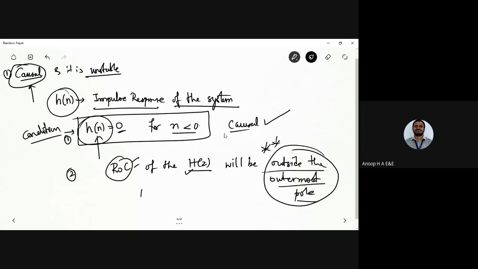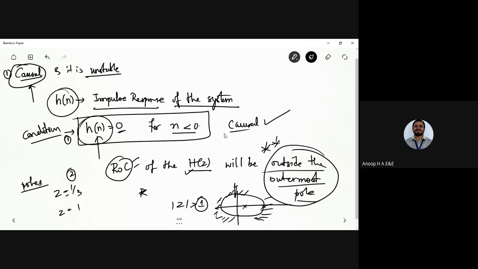For example, you are having z equals 1 by 3 as one of the poles. So let me talk about the poles here. So z is equal to 1 by 3 and z is equal to 1. So mod z greater than 1. This is the outside of the outermost pole. Once you plot it, it will be 1 by 3 here and it is 1 here. So let me plot a circle like this, and mod z would be greater than 1. So that determines the region of convergence. Then you are saying the system to be a causal system.